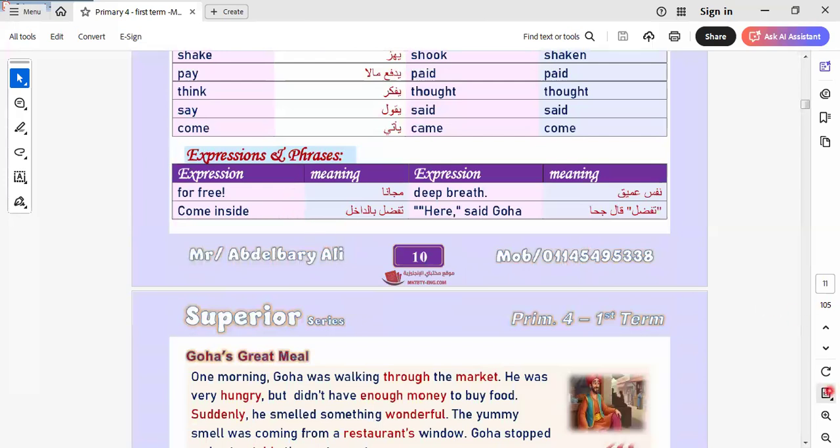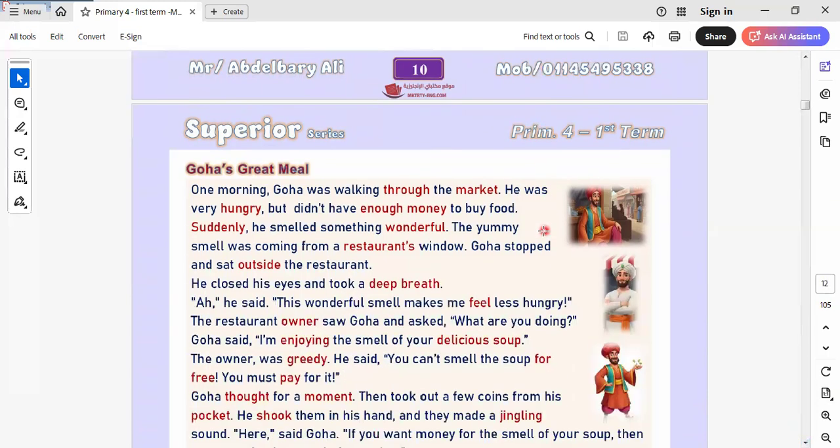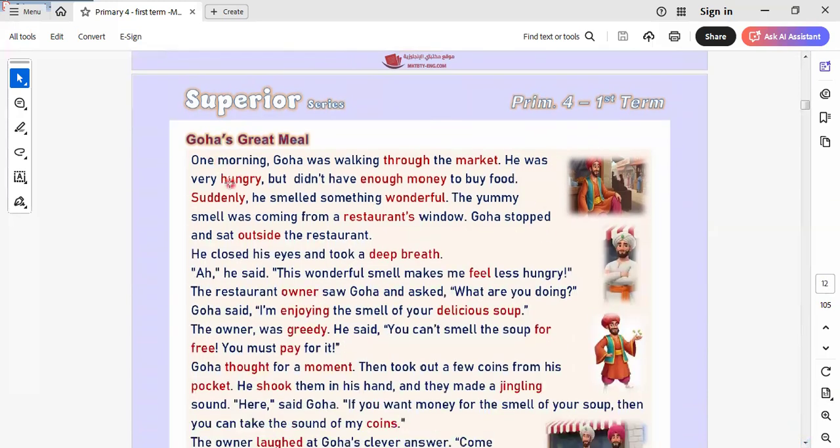Here we have some expressions we learned in this part, which is for free. For free means without money. Deep breath. We have here deep breath. We have come inside. Here said Goha. Let's read the story together.